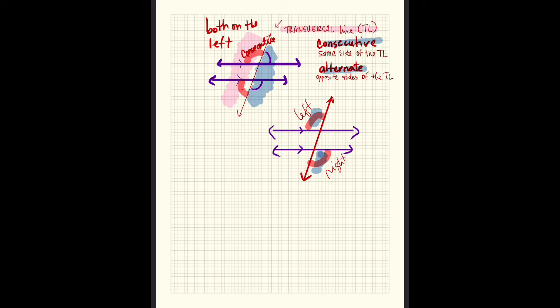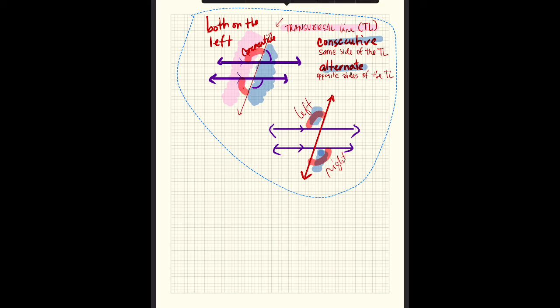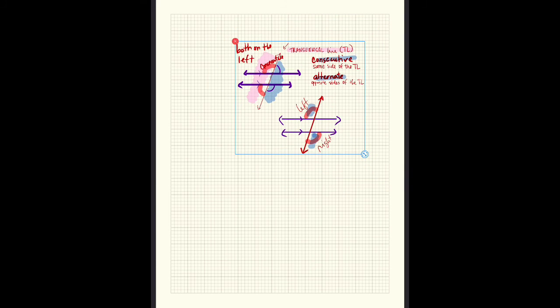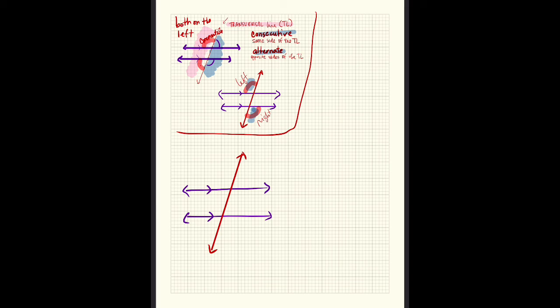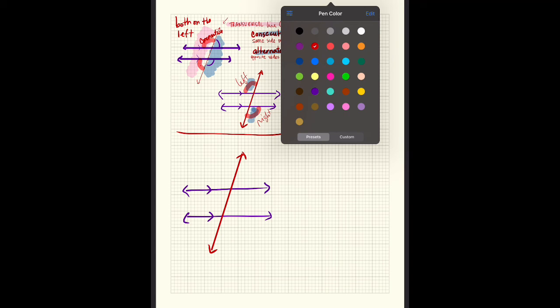So remember, whenever we talk about consecutive or alternate, you need to look at the transversal line. Now let me make this a little bit smaller so we have space for the other one. There is another set of lines that we are going to look at. Let me draw another set of parallel lines, and there's the sign for parallel, and again, a transversal. In this case, we are now looking at another type of angle.